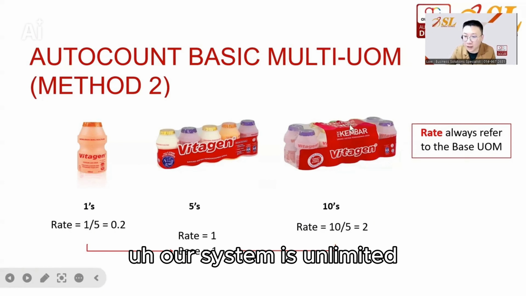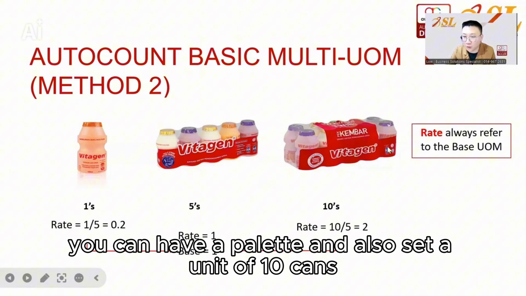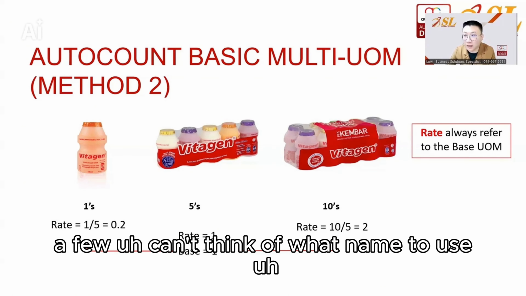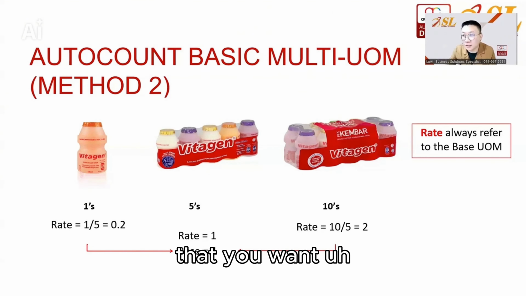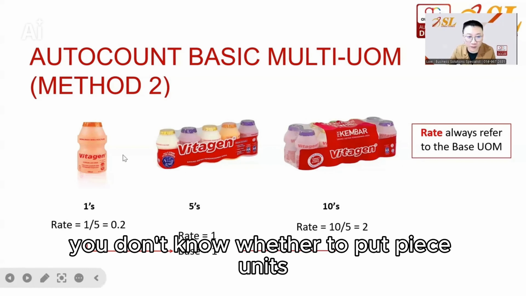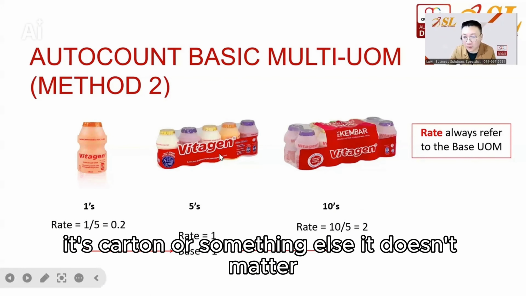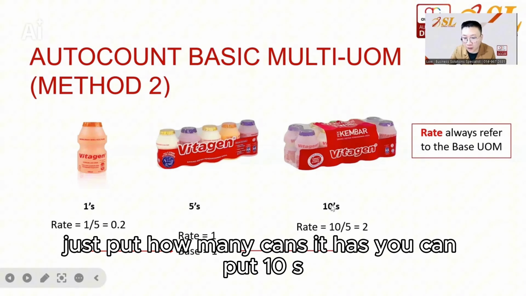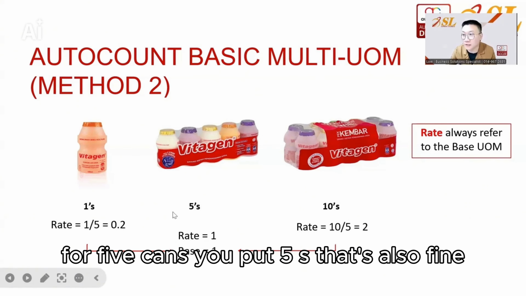Our system is unlimited. You can have a pallet and also set a unit of 10 cans. So this is my suggestion: if you can't think of what name to use for that UOM, and you don't know whether to put piece or unit, whether it's carton or something else, it doesn't matter. Just put how many cans it has. You can put 10S. For 5 cans, you put 5S. That's also fine.